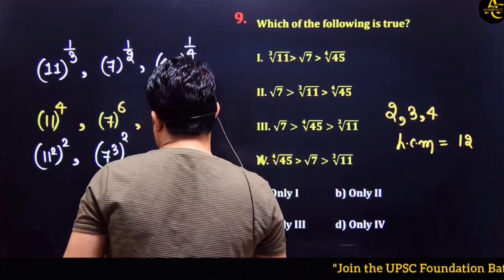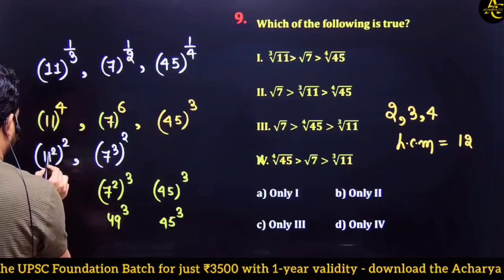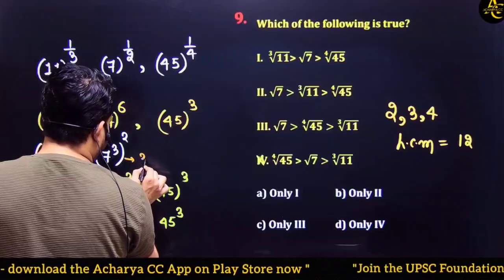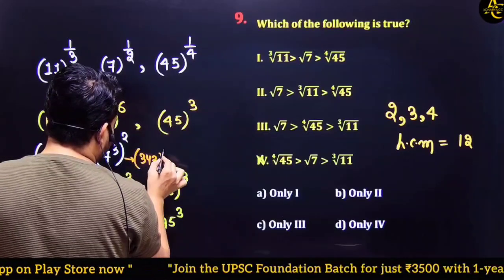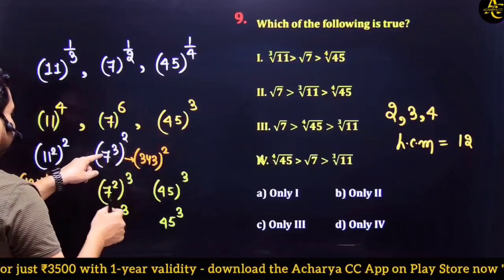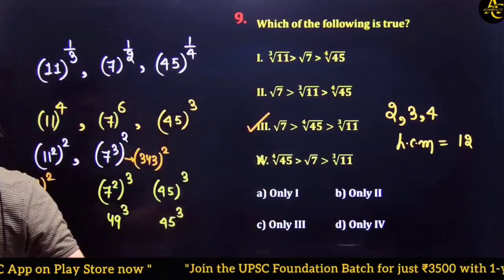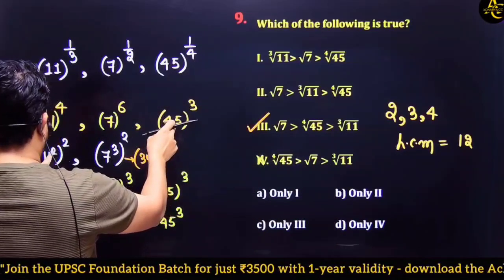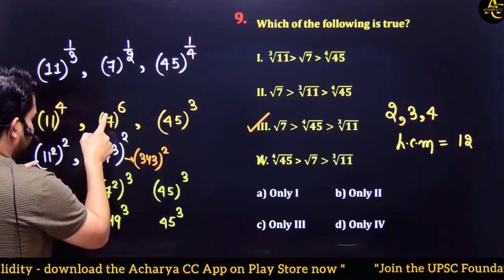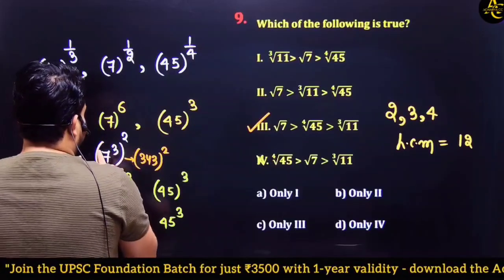If I compare these two numbers, this is nothing but 121 square, and this is nothing but 343 square. This one is larger than this one, and this one is larger than this one. It means this one is the largest, and then this, and then this. But what about this one and this one? We have to compare this one and this one. See, this third is greater than this, and this third is greater than this. So this one is the greatest.